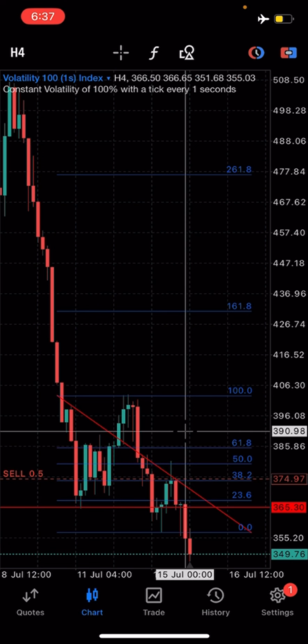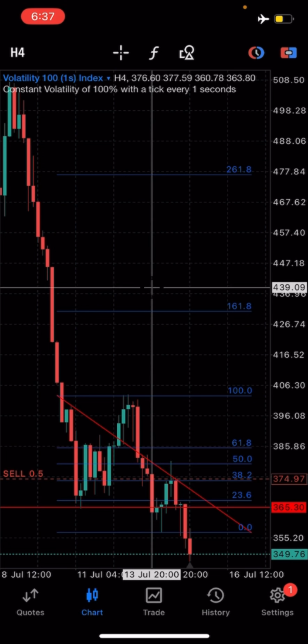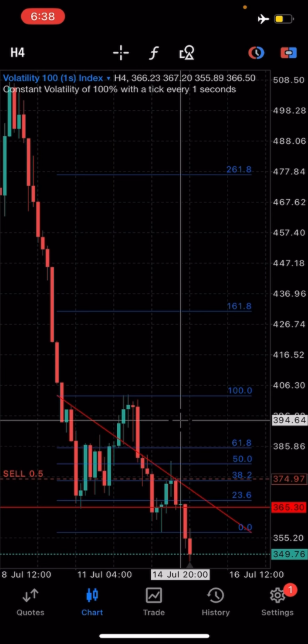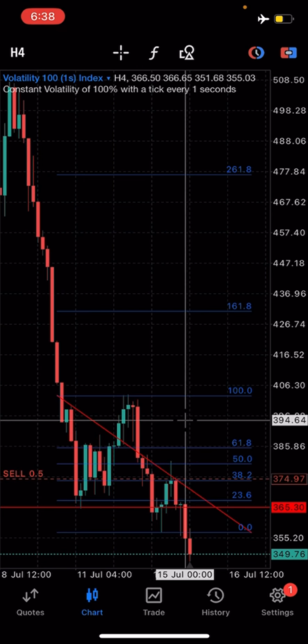So what is the use of this Fibonacci? This Fibonacci is a retracement tool, and it is very, very useful in a trending market. Only a trending market, guys. You shouldn't use Fibonacci in a ranging market, a market that is consolidating. Rather, use it in a trending market.